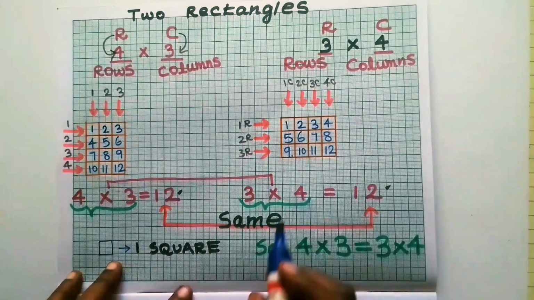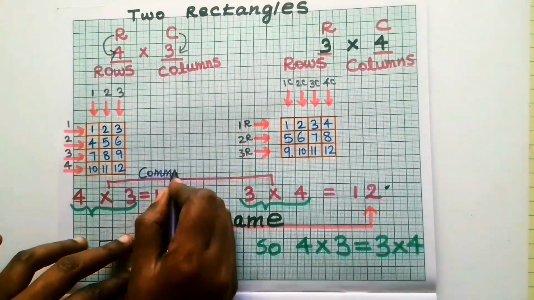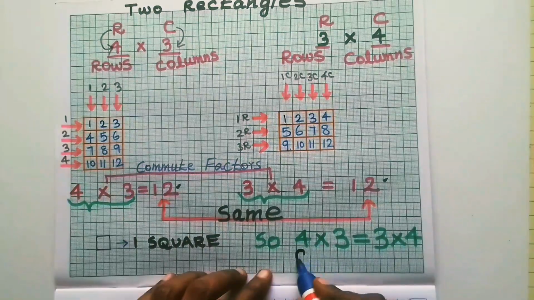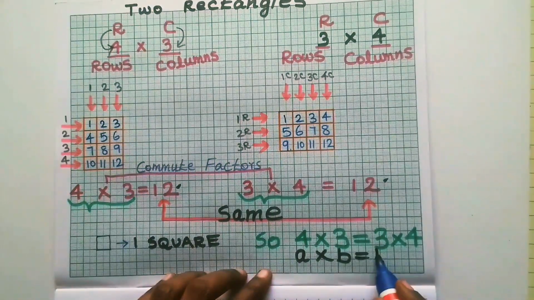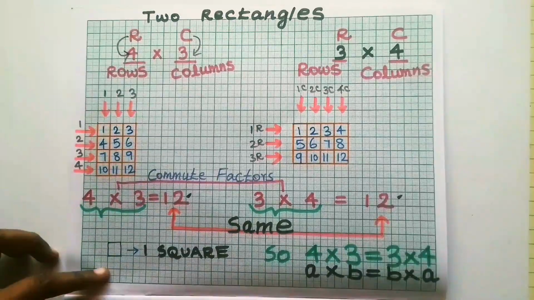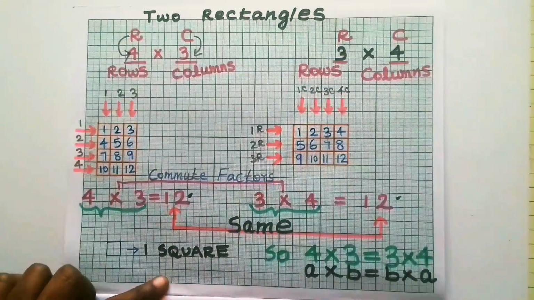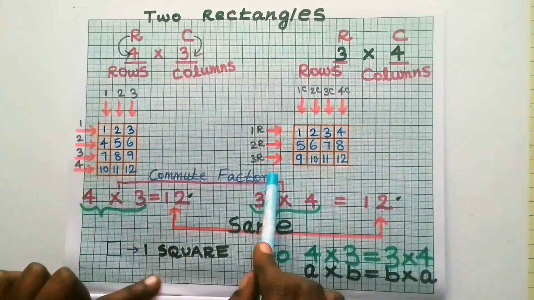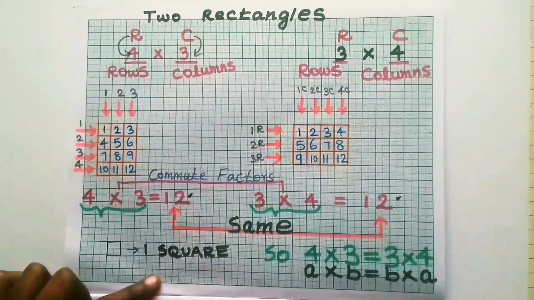From the above example, we find that in whatever order we multiply any two whole numbers, their product remains the same. In other words, if A and B are any two whole numbers, then A cross B equals B cross A. This is called the commutative property of multiplication.